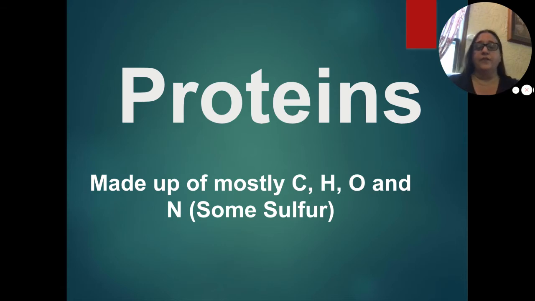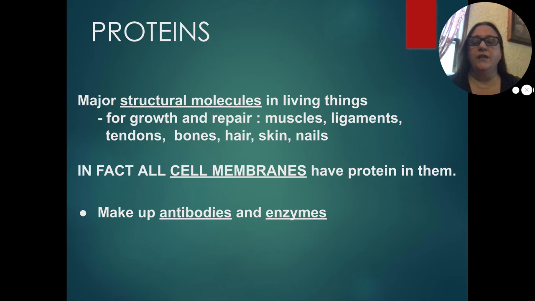Then we have our third class of macromolecules. These are our proteins. These are made up of mostly carbon, hydrogen, and oxygen again, our CHO, and of course nitrogen, and then some sulfur. So proteins are probably the most diverse group of macromolecules that are out there. They are major structural molecules. They are the basis of a lot of the things that our body is built from.